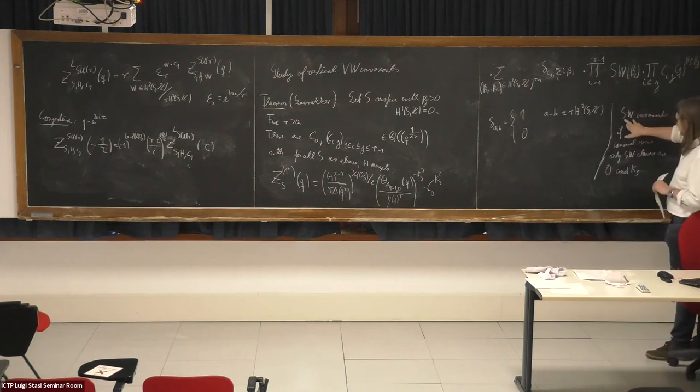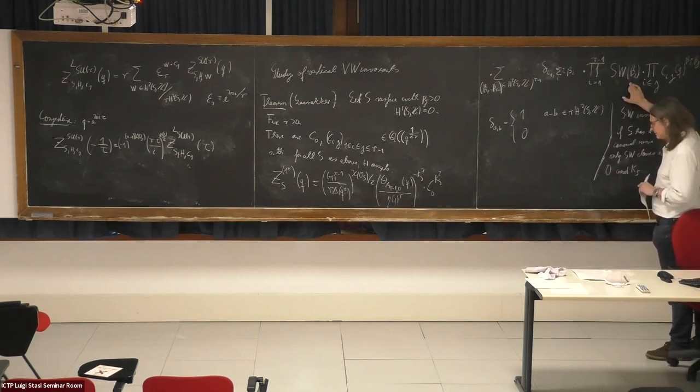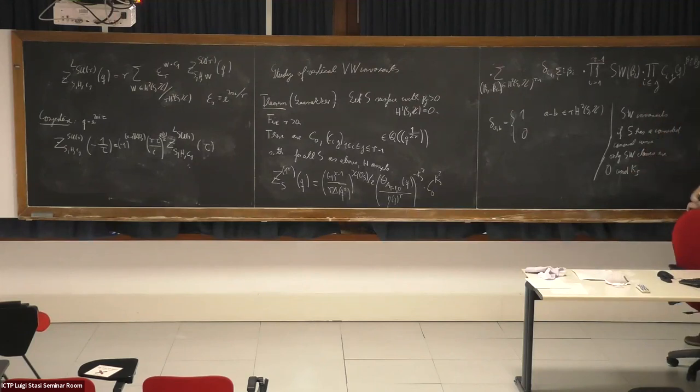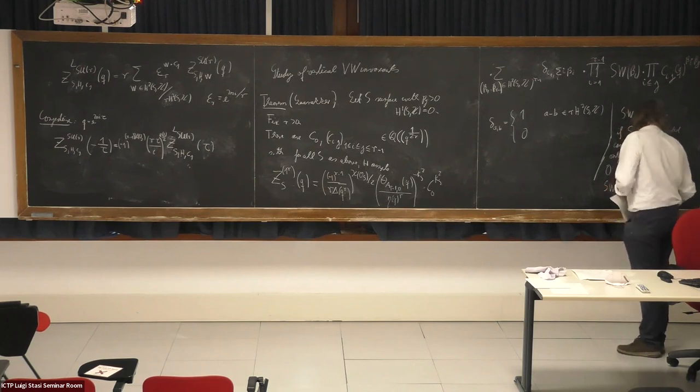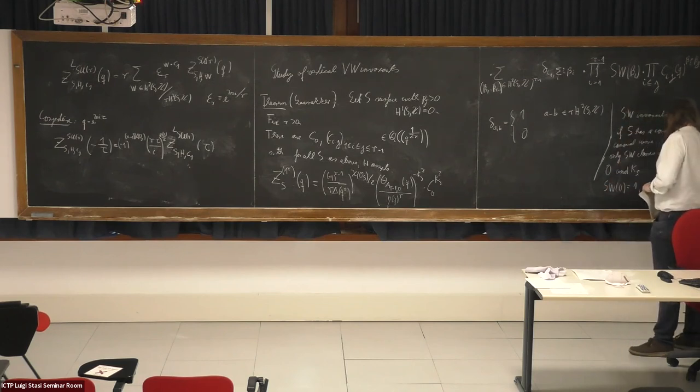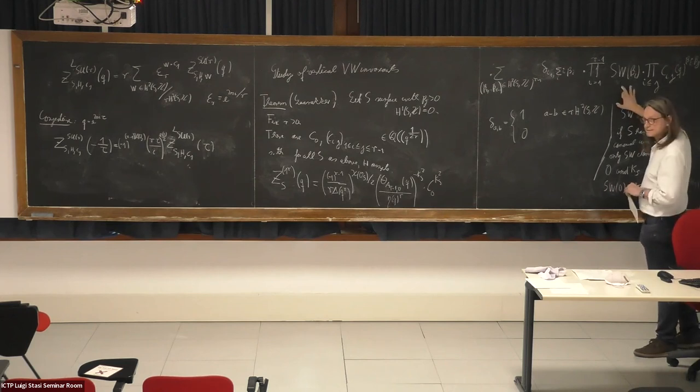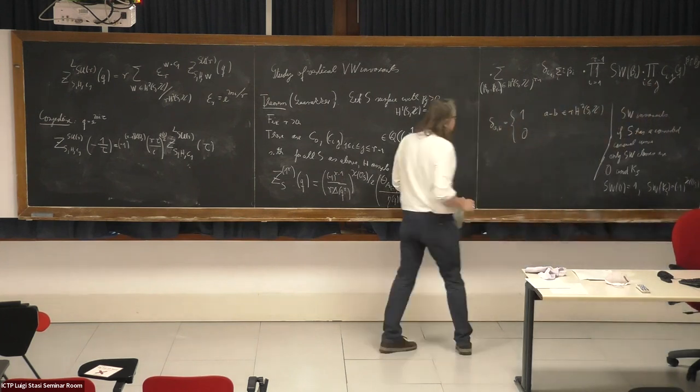So Vafa-Witten invariants are invariants which associate a number to any class in the second cohomology, and this number is most of the time zero. For instance, in the case that S is a connected canonical curve, there are only these two, and in this case the Vafa-Witten invariant of 0 is equal to 1, and the other is minus 1. So these are not as mysterious as they seem in algebraic geometry; they are very sensitive. And so this is the description here.